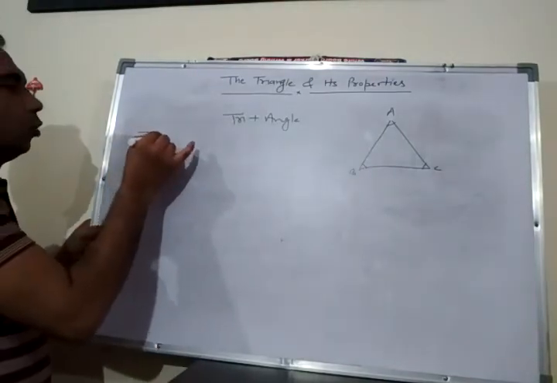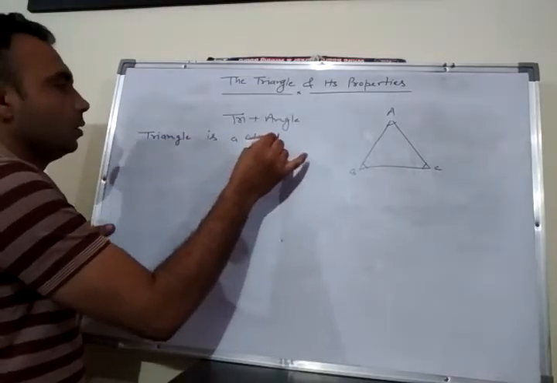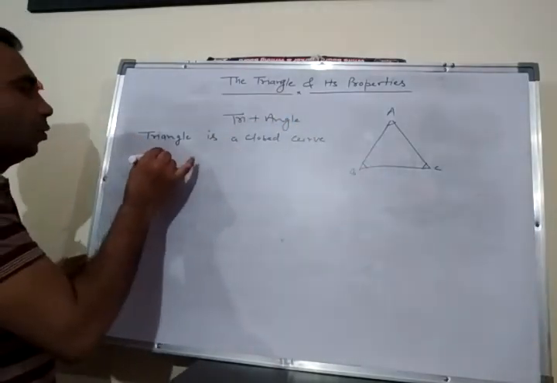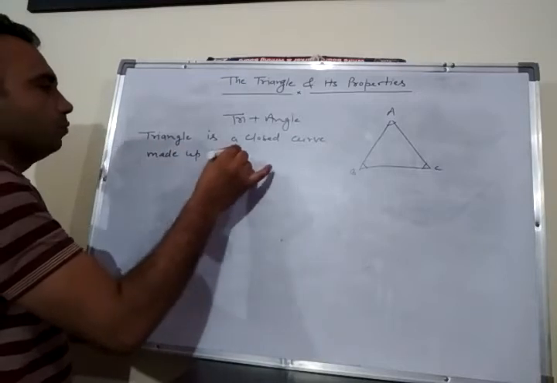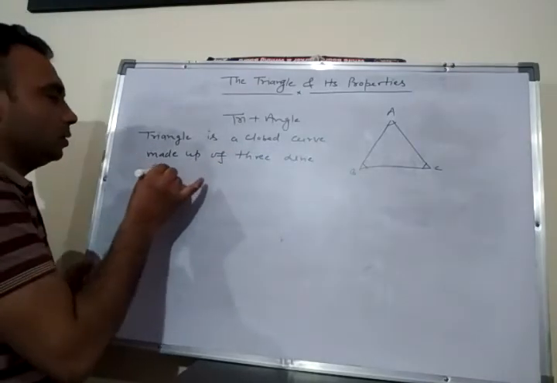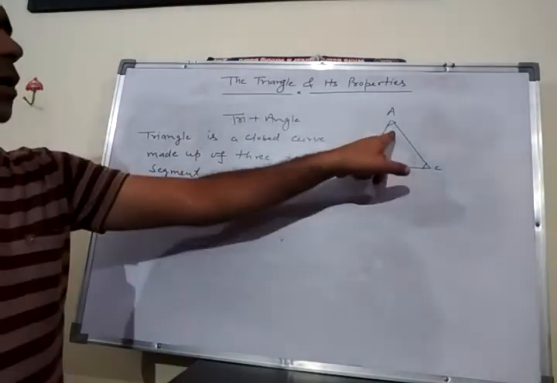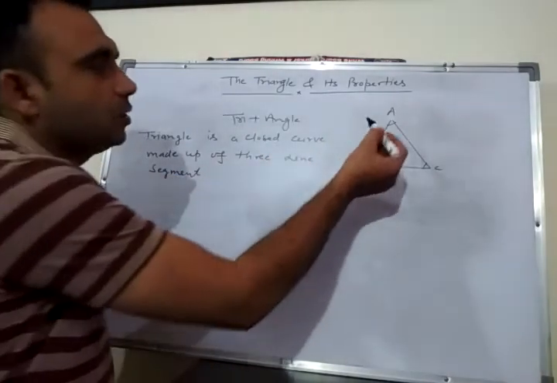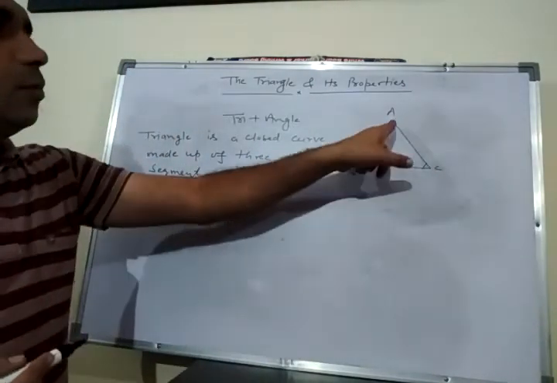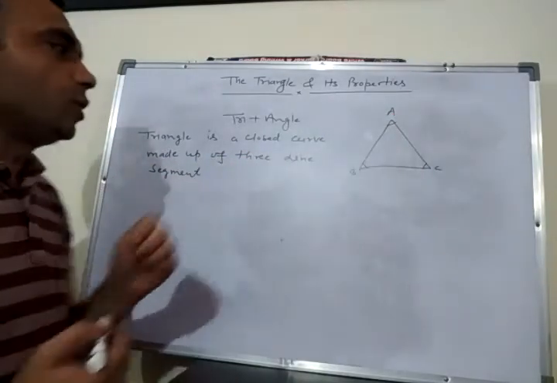A triangle is a closed curve made up of three line segments. Any closed figure which is made up of three line segments is called a triangle. So it has different elements. Where two sides meet, these are called vertices. This is A, this is B, and this is C. These are the three vertices of this triangle.